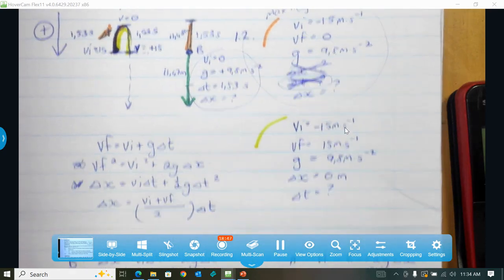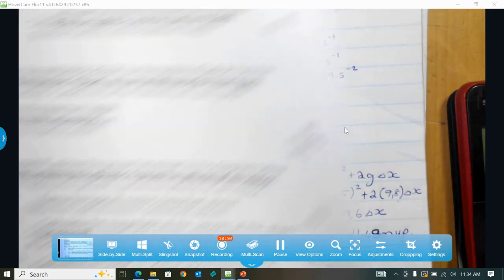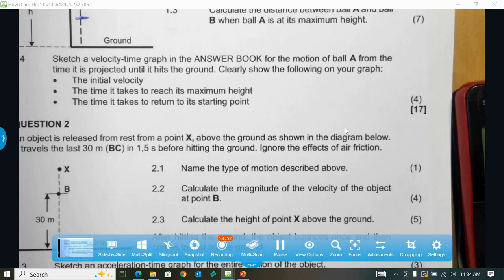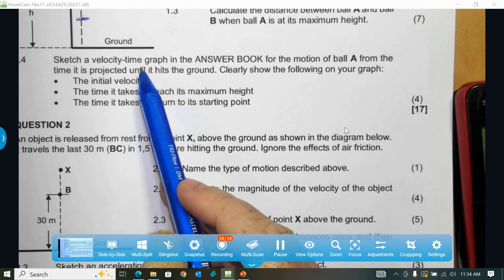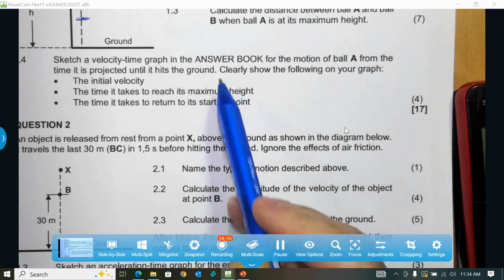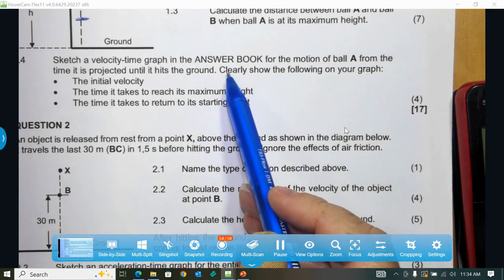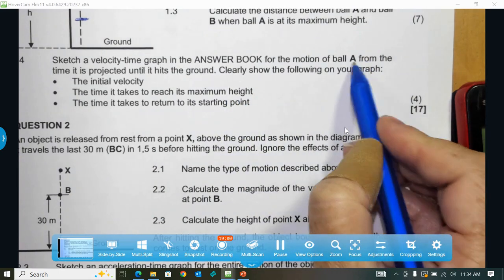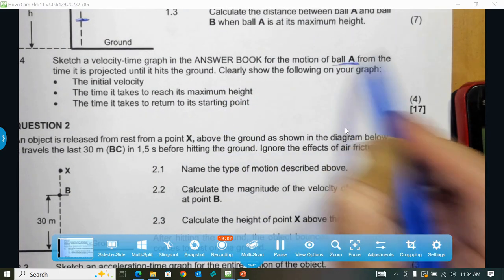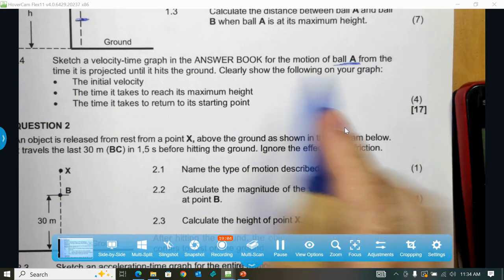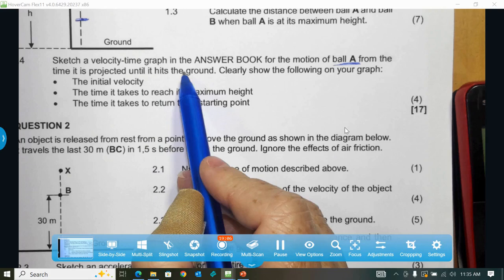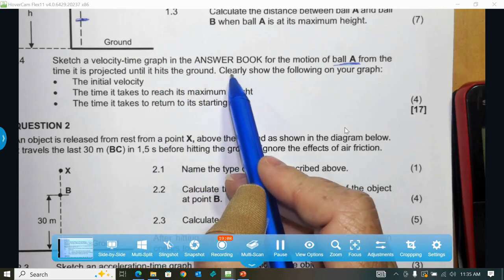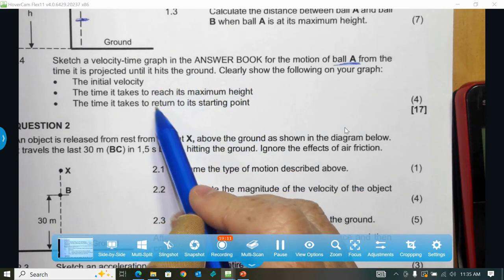Okay. Now comes the one that you guys don't like. So it says sketch a velocity time graph, in the answer book. So they're going to give you space to draw that. For the motion of ball A. So not B, not both of them. Only A. From the time it's projected until the time it hits the ground. And there's going to be certain points we have to put in.